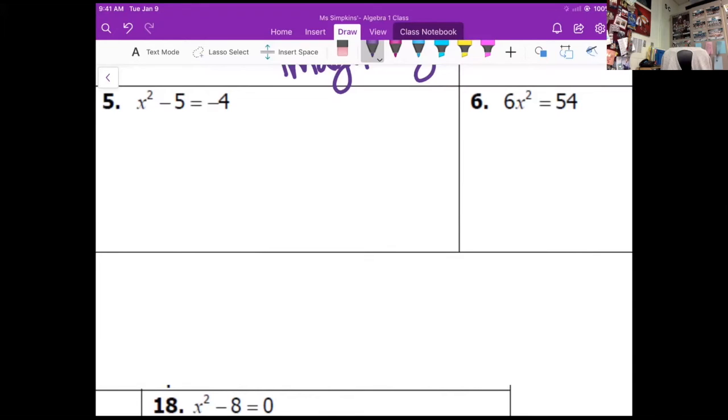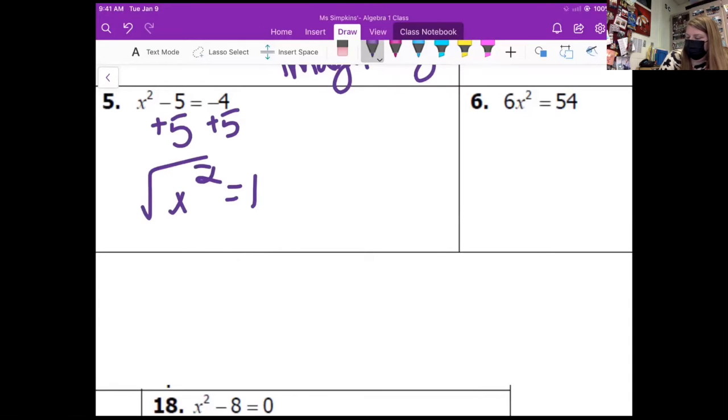This is 4 divided by 6, right? And then take the square root of that number. There you go. Yes, Bryce, that's good. Yeah, Nihal, that's right. Amalia, and on that one, make sure you include the negative. Okay, so number 5, you should have added 5. That's right, Tatum. X squared equals positive 1.